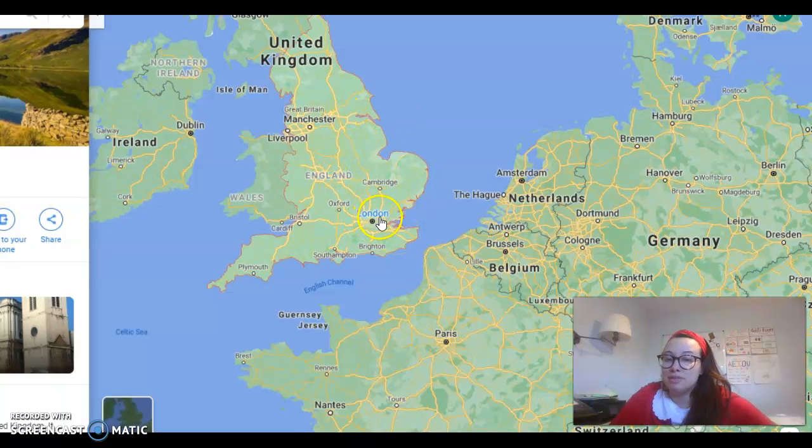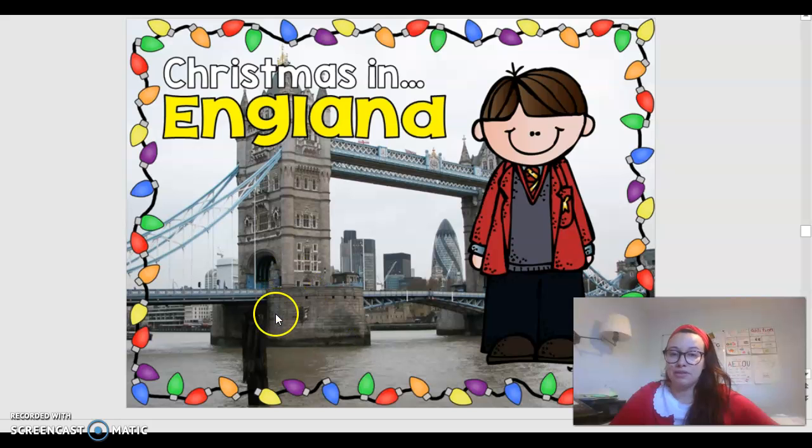So one of the most famous cities in England is London. And if we come back here, we can see one of its most famous bridges, which is the Tower Bridge right here behind this man. And it actually looks like this is designed to be Harry Potter. So if you're a Harry Potter fan like me, a lot of his story was in London.